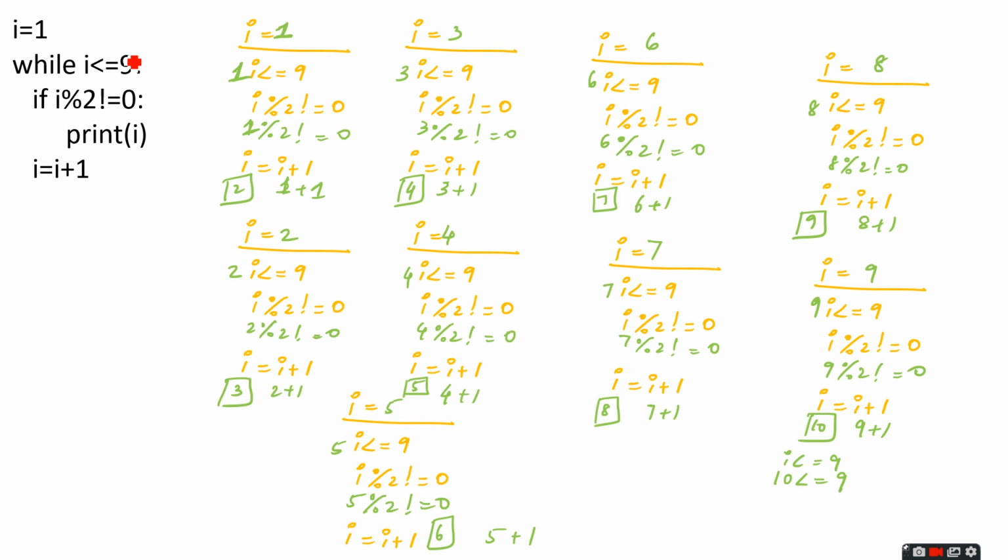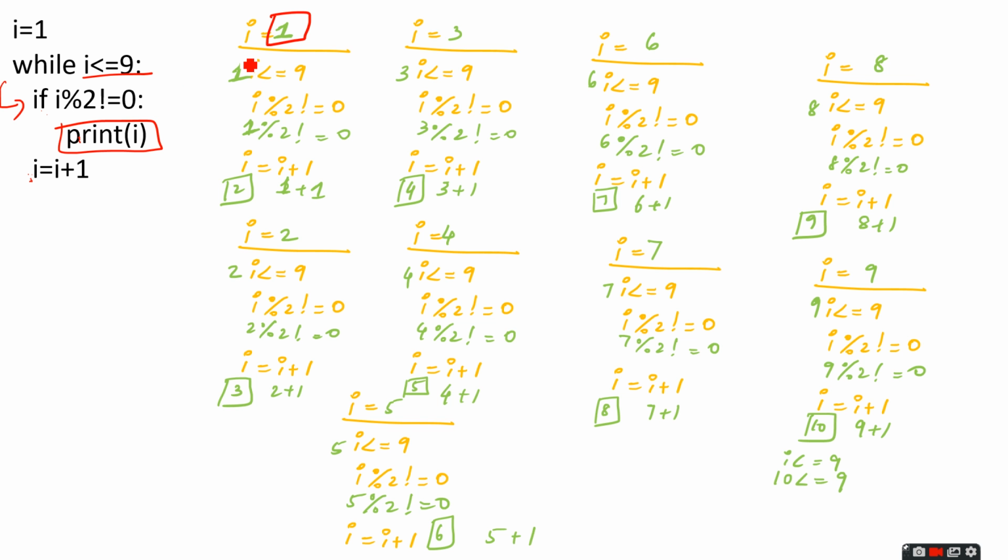Next question: I equals 1. So the first value of I is 1. Then while I is less than or equal to 9, that is 1 less than or equal to 9, the condition is true, and we will come inside the loop. There is an if condition. If the condition is true, the statement gets executed; otherwise the update statement will work, because this print statement belongs to if, and the update belongs to while. So if the if is not satisfied, it will come directly here.